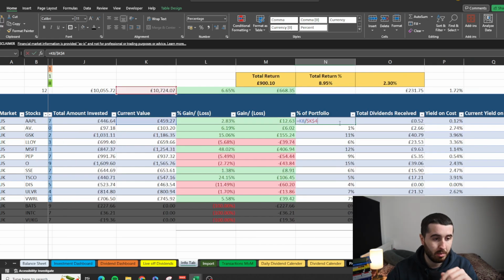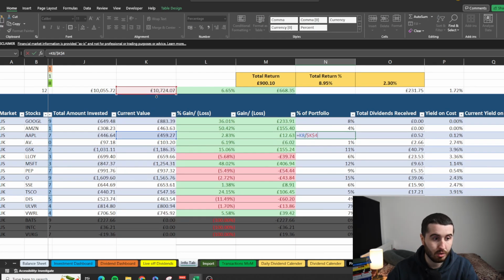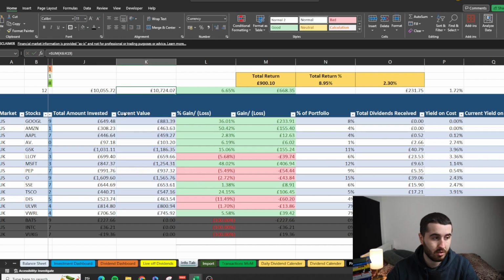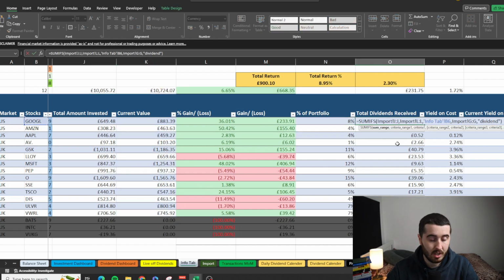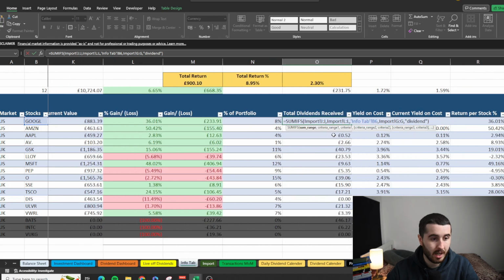And then this is the percentage of portfolio, which is just the current value of that stock divided by the total value that you have invested, which is literally just a sum of your positions. And then total dividends received. This is doing a sum if based on the stock ticker, and it's looking at the dividends.